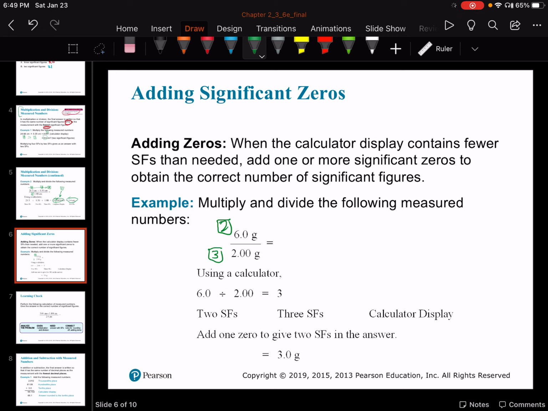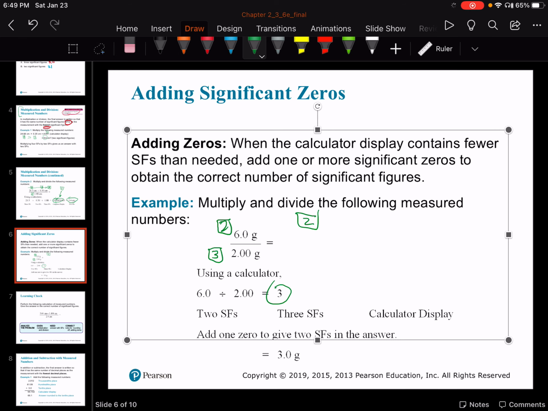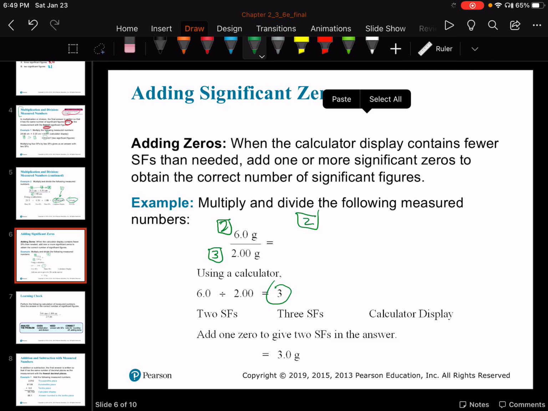2.00 is 3 sig figs, right? Well, 2 divided by 3, 2 is less than 3, and so the answer is going to have 2 sig figs. Well, if we put it on a calculator, we're just going to get 3, right? So we need to add zeros to make it 2 significant figures.